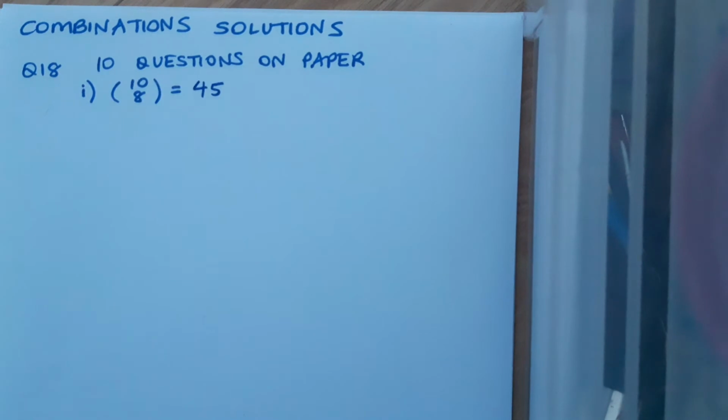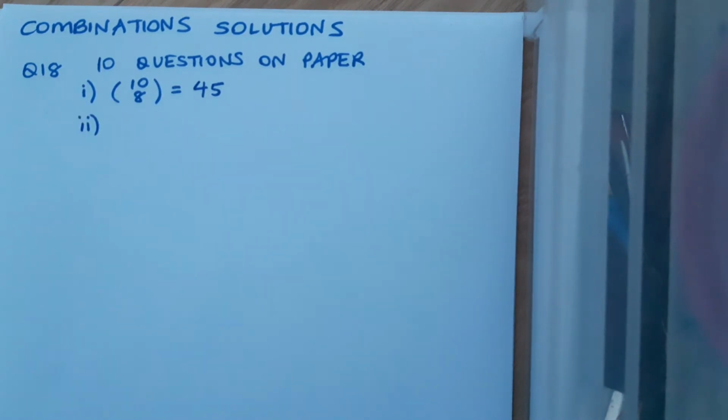In this video, I'm going to run through some solutions from our combinations worksheet. I'm starting with question 18, and in question 18, there is an exam paper and a student has to answer out of the 10 questions available. In part 1 of the question, they have to choose any 8 questions to answer, and there are 45 ways in which this can be done.